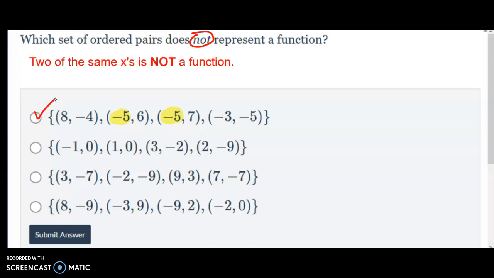And that's it. That is how you determine if a set of points is a function or not.